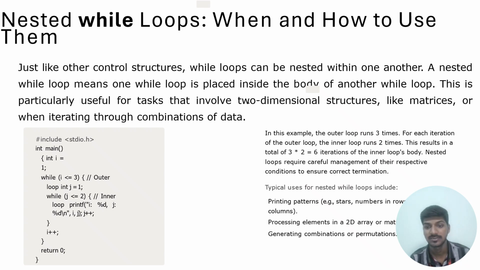For each iteration of the outer loop, the inner loop runs 2 times. This results in a total of 3 times 2 equals 6 iterations of the inner loop body. Nested loops require careful management of their respective conditions to ensure correct termination. Typical uses for nested while loops include printing patterns, for example stars, numbers in rows and columns, processing elements in a 2D array or matrix, generating combinations or permutations.